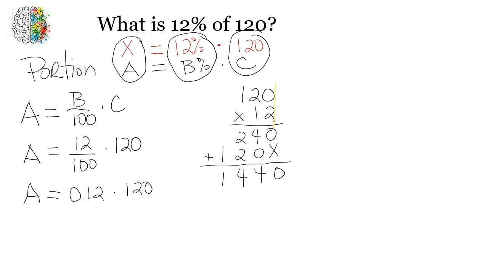Now I'm going to count the number of digits behind the decimals. In my problem, with all of my multiplication, I've got 2 digits. That tells me I'm going to start on the right, go to the left 2 places, and my decimal is going to be right here. So my answer, A, the portion of the total, is going to equal 14.40, and that number could also be 14.4. Either of those answers would be considered correct.